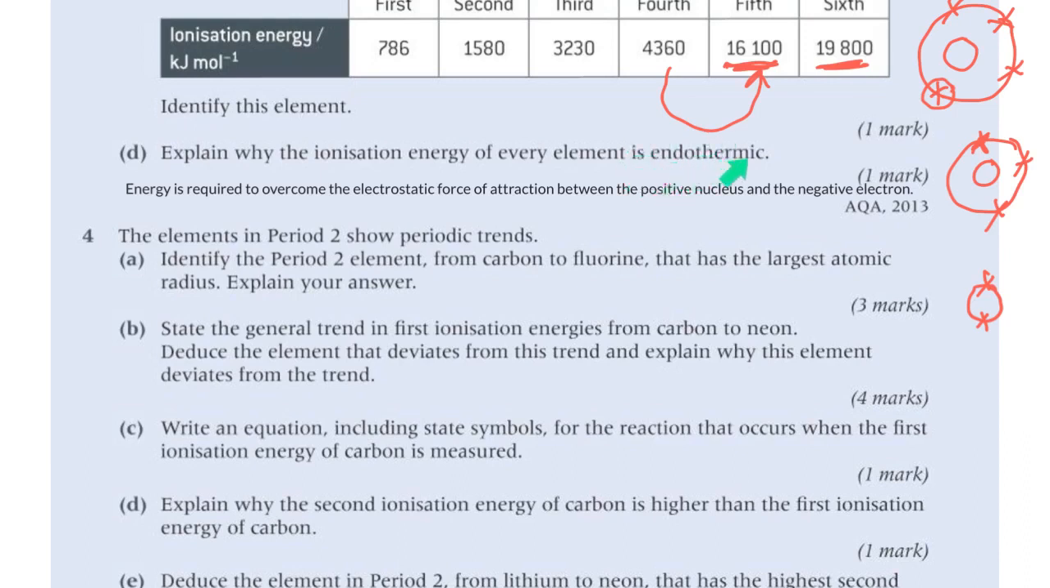So remember, endothermic means heat requiring. Heat energy needs to be put in to the chemical reaction. Now in this case it's not a chemical reaction. What we're doing is breaking the electrostatic attraction between that positive nucleus and the outermost electron. So there's attraction there, which we call electrostatic attraction, between that negative electron and that positive nucleus. So the way we would explain why it's endothermic is that energy is required to overcome the electrostatic force of attraction between the positive nucleus and the negative electron.